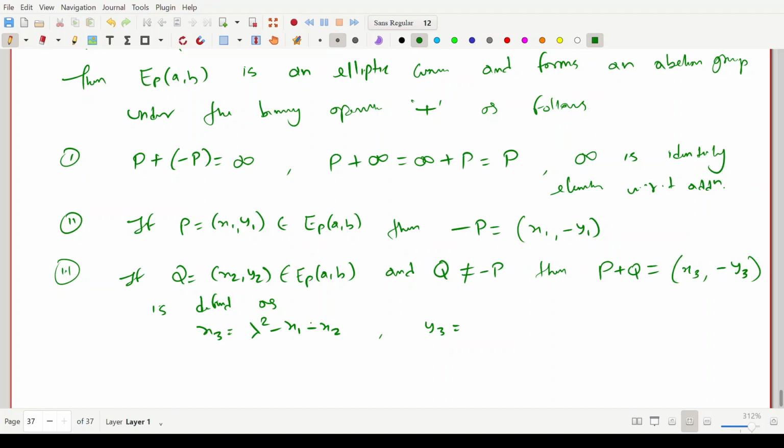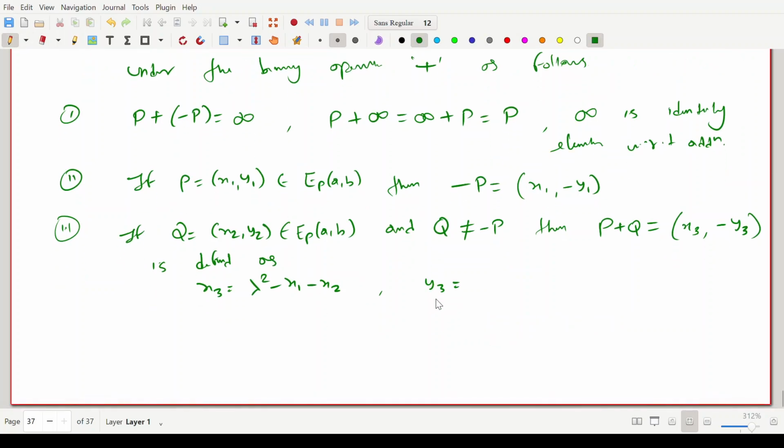y3 is equal to say lambda x3 plus c, but then again I can write my c as y2 minus lambda x2. Yeah, we'll fill that gap. I'll just keep it blank. We'll derive and get the value of this. So this is my x3, suppose this is my y3, and I have written in terms of lambda, correct? So I need the value of lambda.